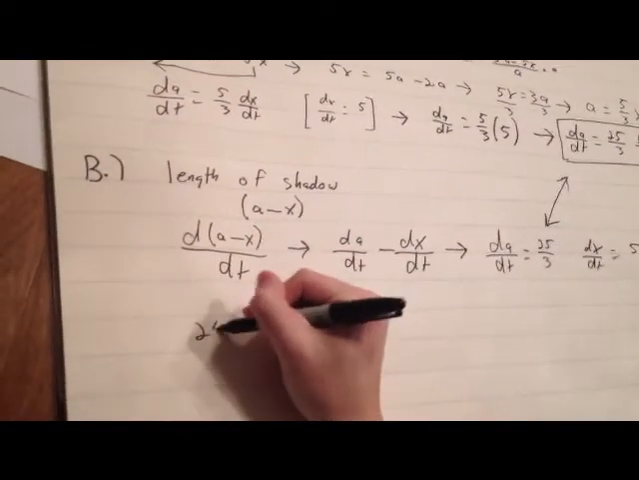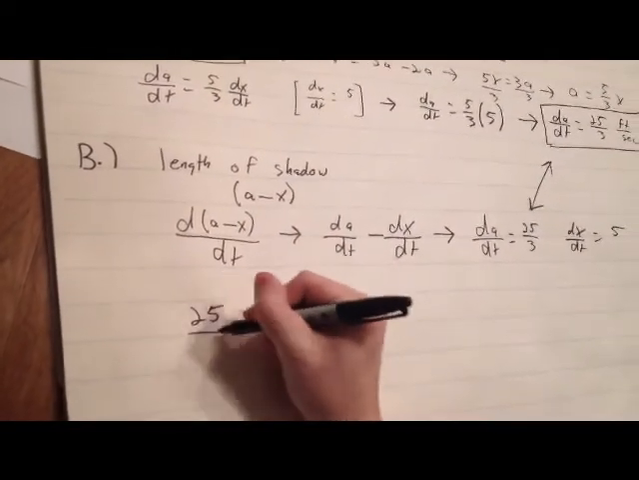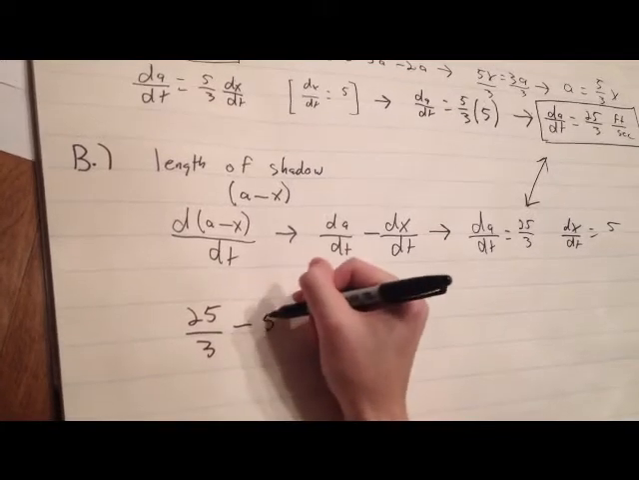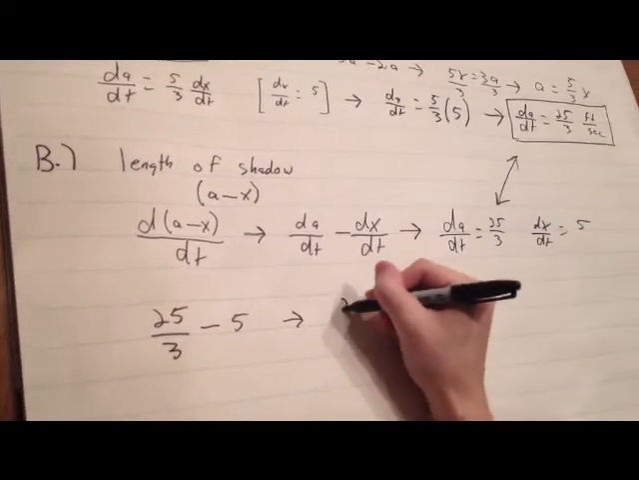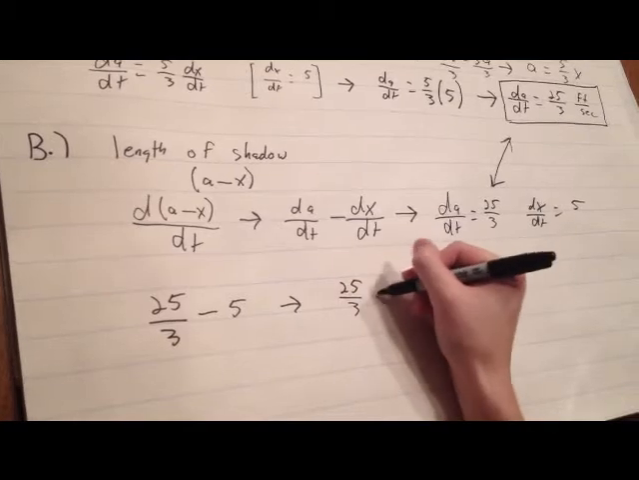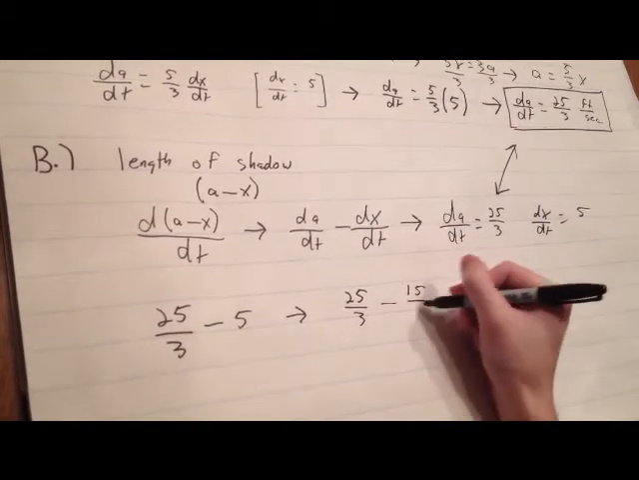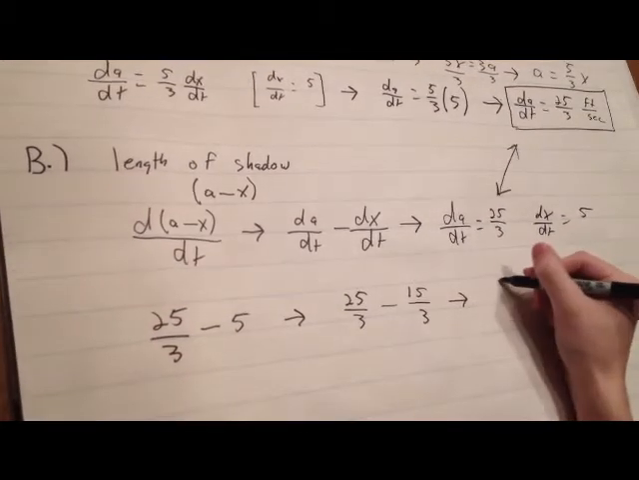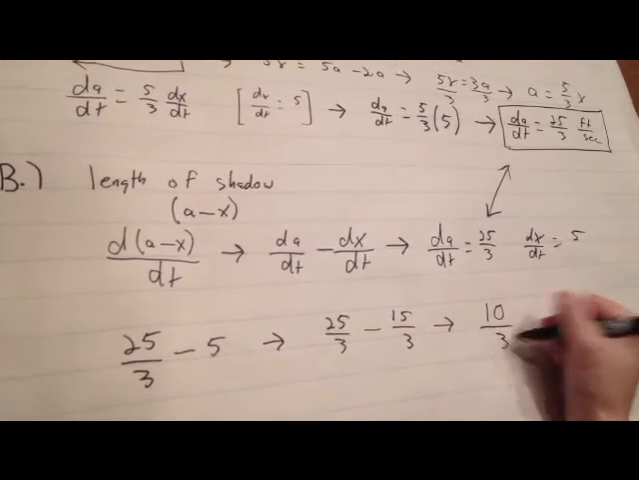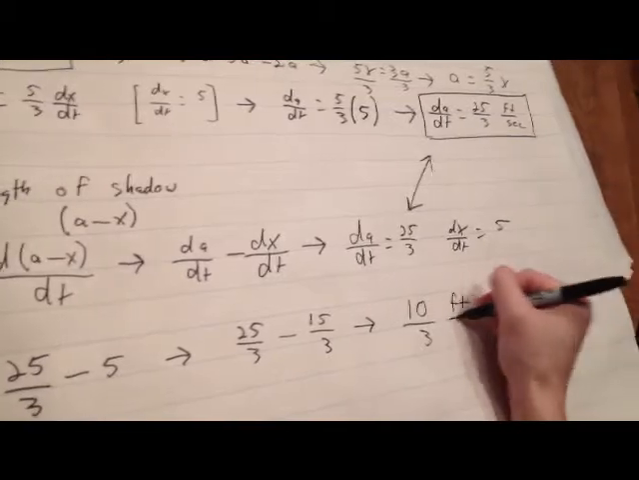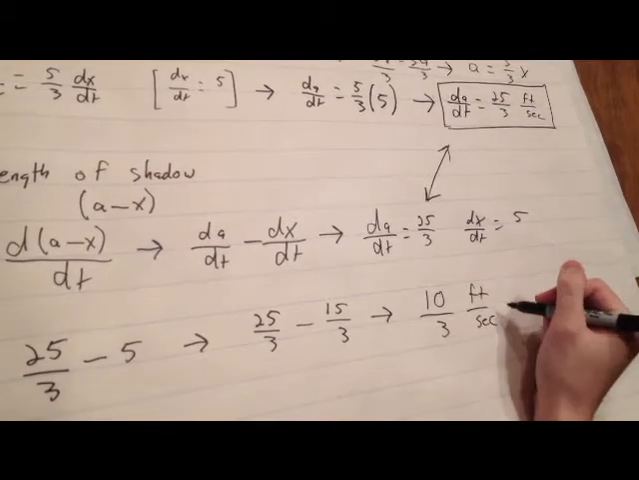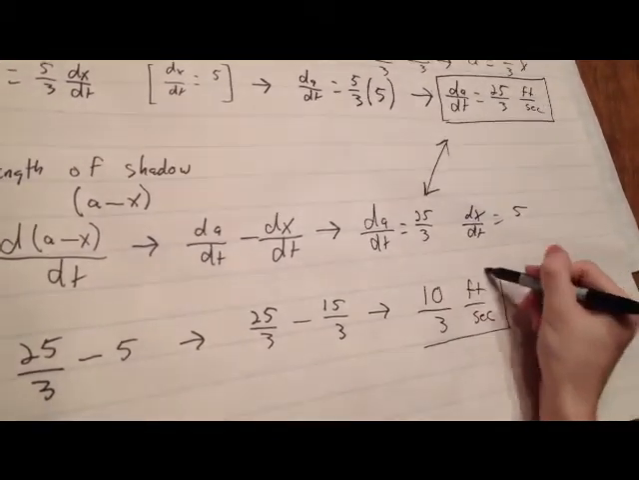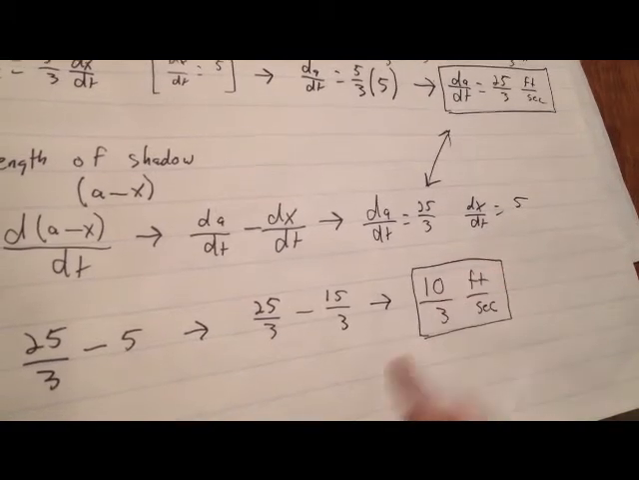Okay, so we plug those in. 25 over 3 minus 5. The 5 is multiplied by 3 so you can get the same denominator. So 25 over 3 minus 15 over 3. That gives you your answer to problem B, which is 10 over 3 feet per second. And that is the rate at which the length of his shadow is changing. And that's it.